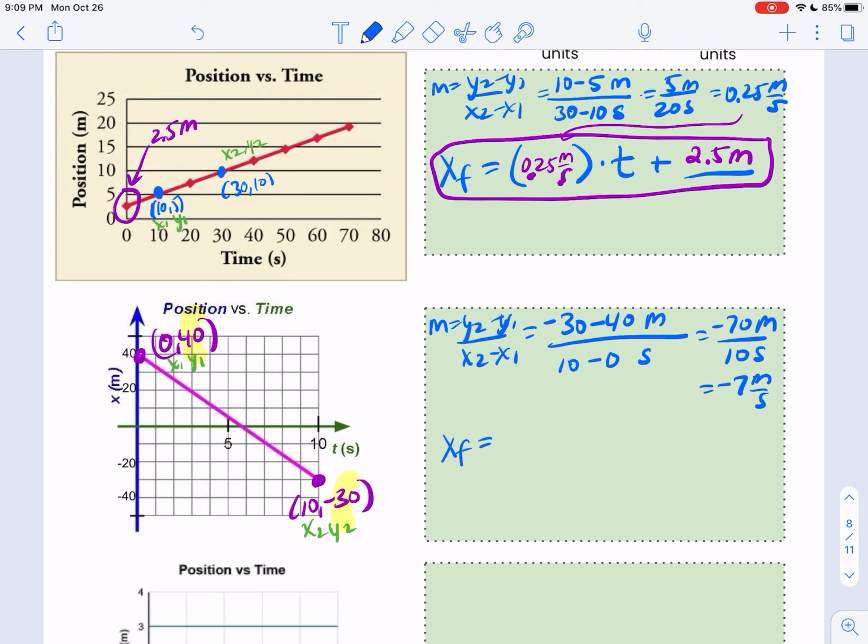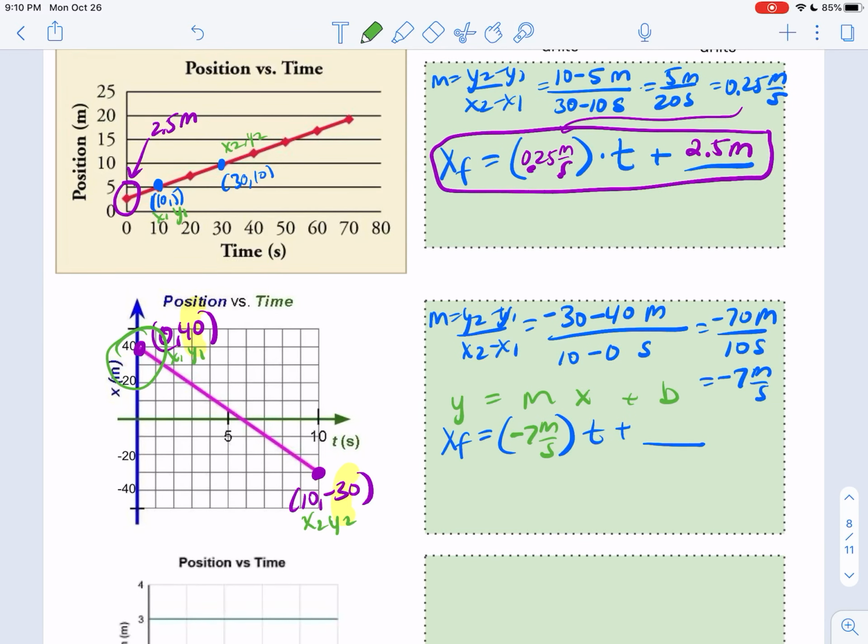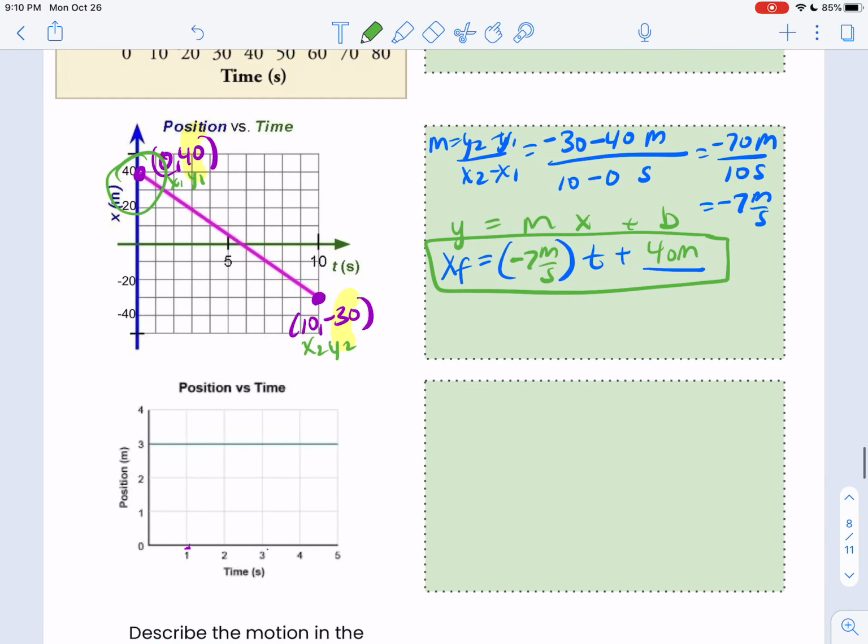So I'm going to write the equation. And again, I'm going to put the variables in, x final and t. That's my y, right? That's my y equals mx plus b from my math equation. All right, and then I'm going to plug in my slope here, negative 7 meters per second. And then I'm going to look up here and see that this starts at 40 meters. Okay, that's that one.